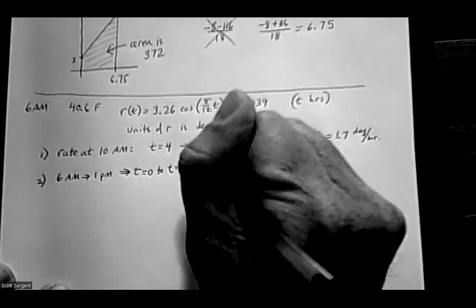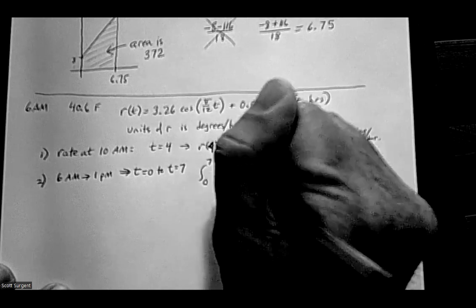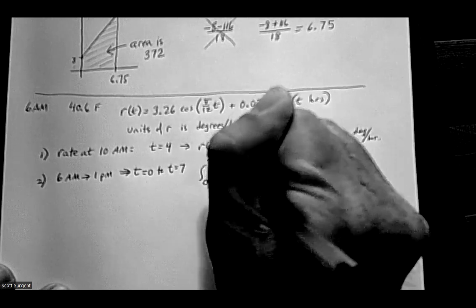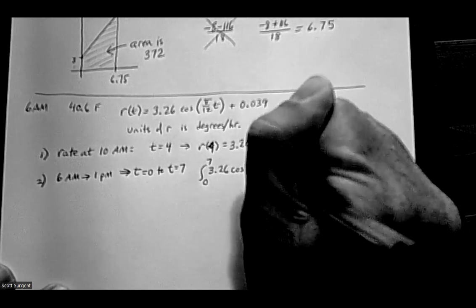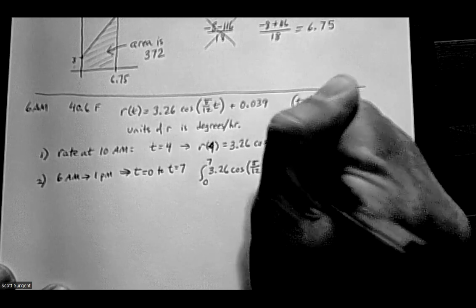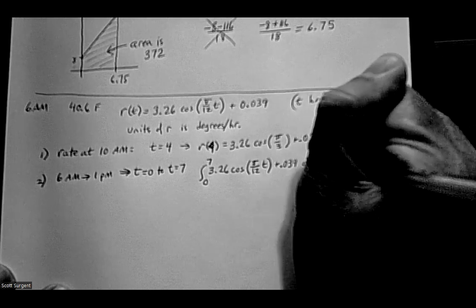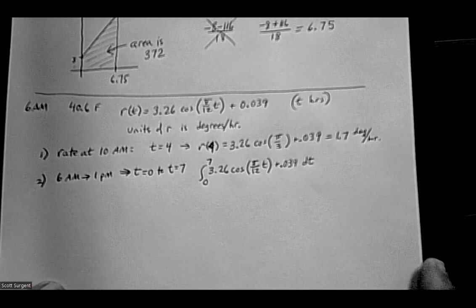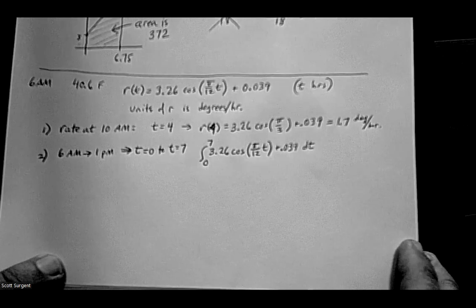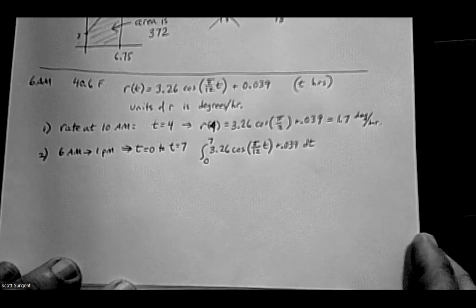So that was your hint. The hint then is to integrate from 0 to 7 of 3.26 cosine(pi over 12 t) plus 0.039 dt. So you just need to work out that integral. Now, did you get anywhere with that when you were doing it, or was that stumping you?